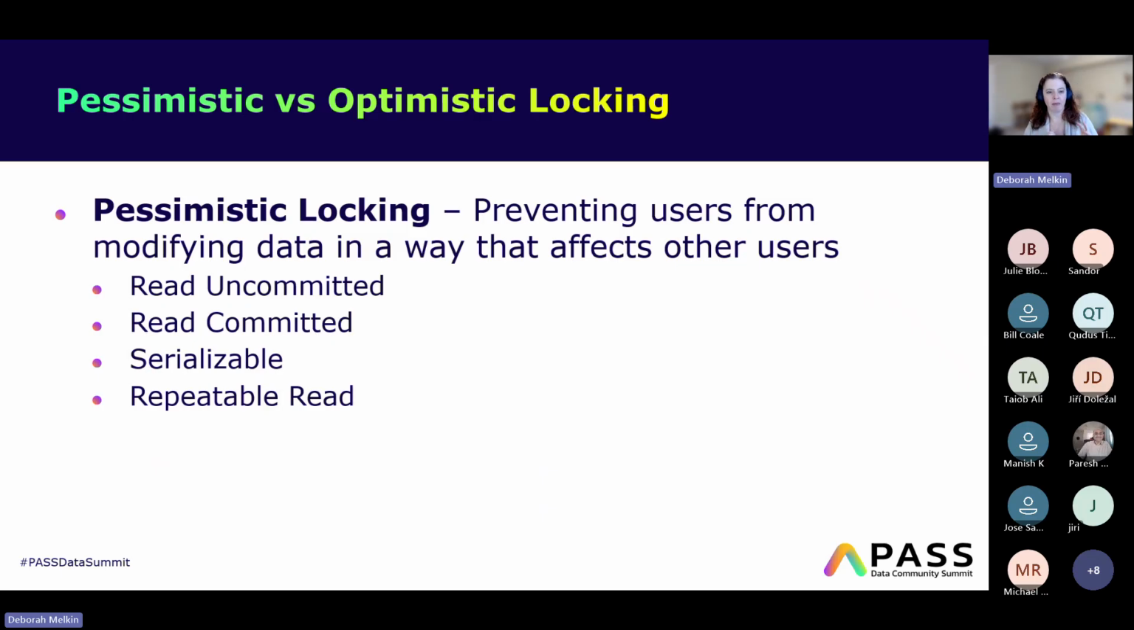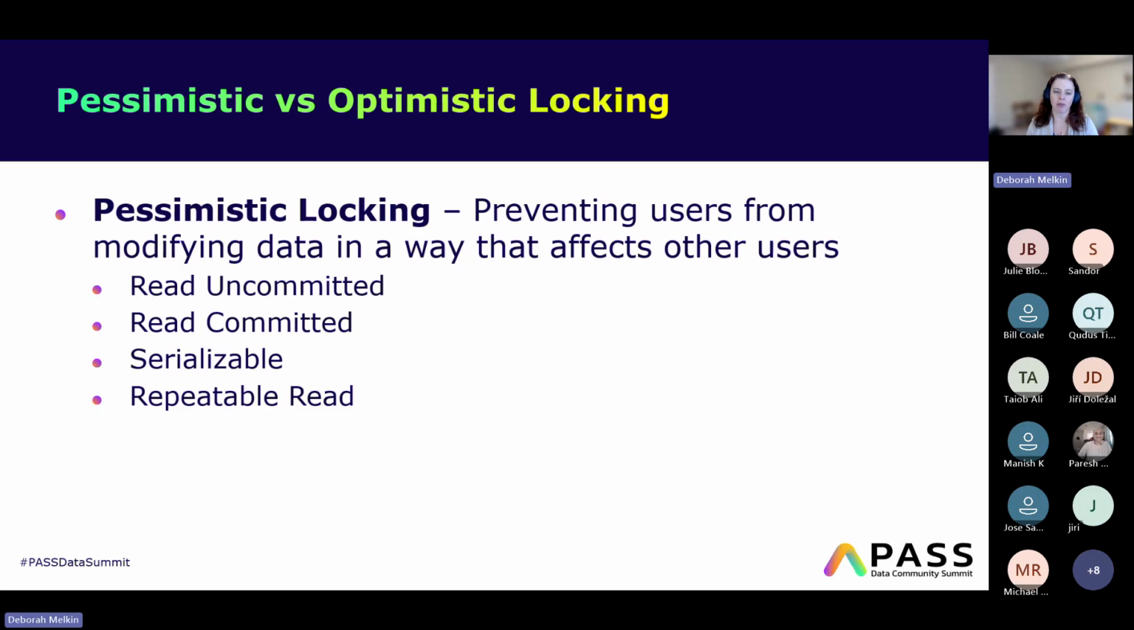Let's also make sure we understand pessimistic versus optimistic locking. Pessimistic is what we're used to. That's been the default mindset. Essentially it's, I don't trust you. I need to use this data. You need to use this data. I'm not sure that we can work together. So we're preventing others from modifying data from each other.